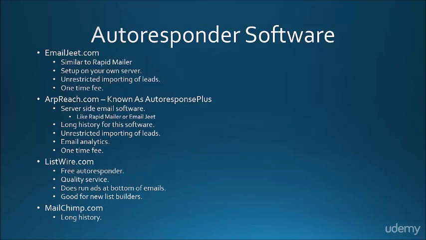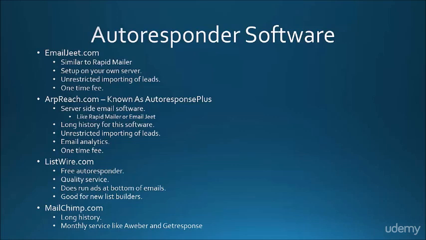MailChimp is similar to Aweber and GetResponse. It's got a long history as well, and it's a monthly service provider with good tracking and a good track record. It's, again, one of those preference things. There are some people that swear by MailChimp, and there are others that absolutely abhor it and don't like it.